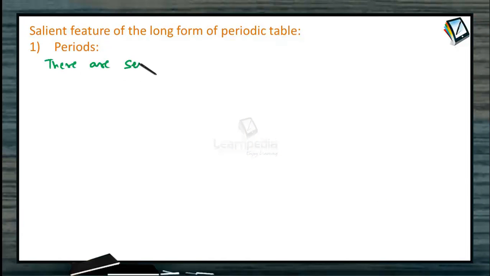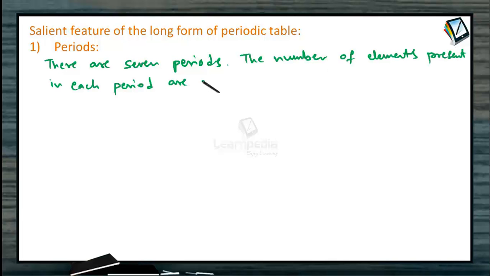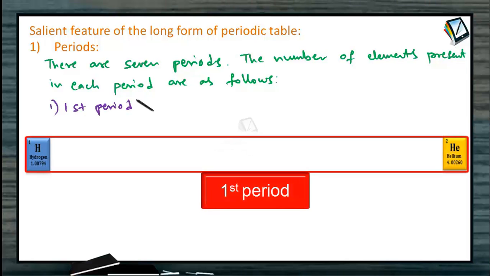There are 7 periods in the modern periodic table, and the number of elements present in each period is as follows. The first period contains 2 elements, and that is hydrogen and helium. As the first period contains only 2 elements and that is the smallest among all the other periods, that is the reason why the first period is also called the shortest period or very short period.